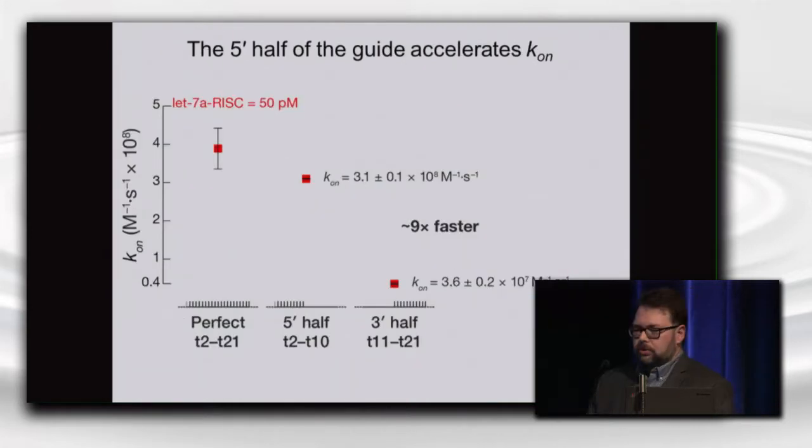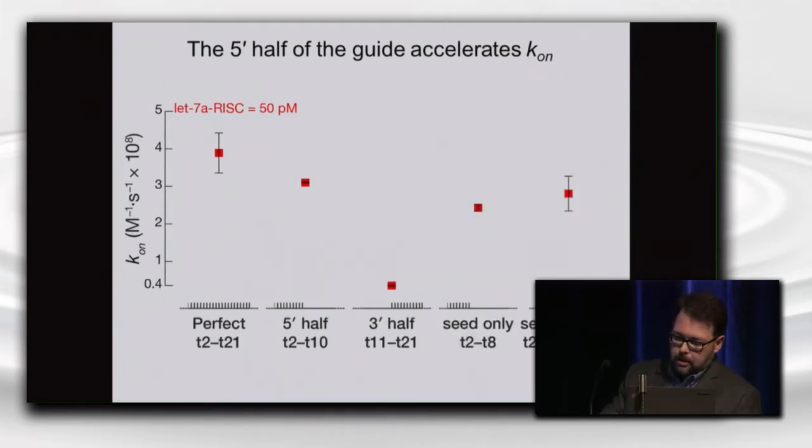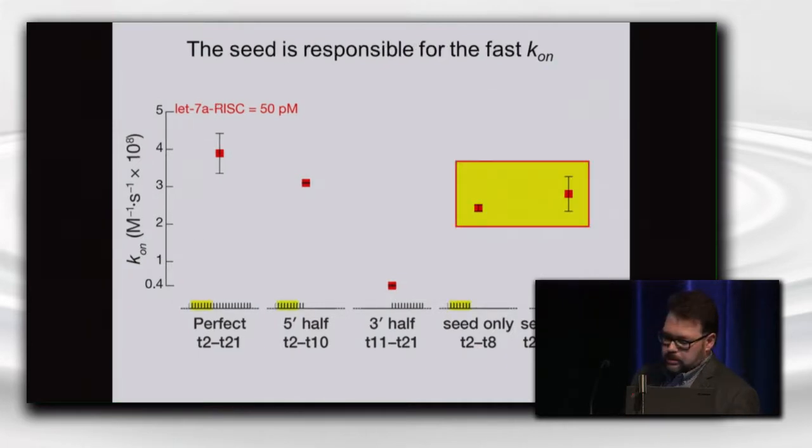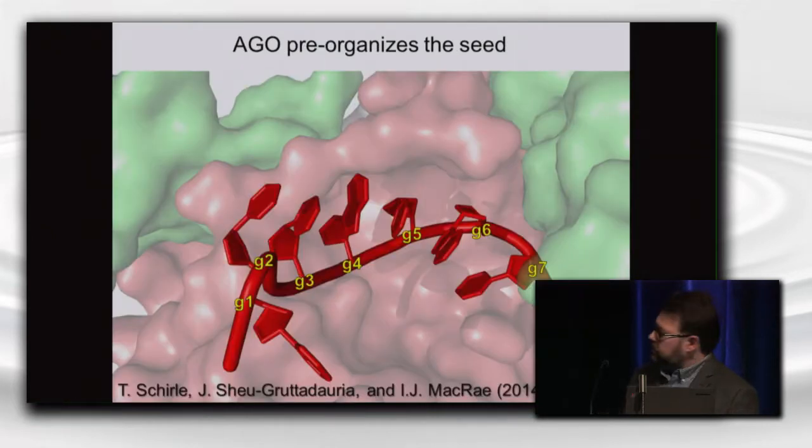So next we wanted to dissect the guide strand and understand where this acceleration resides. So we made targets that are complementary to either the 5' half or the 3' half of the guide strand. We found that this acceleration comes from the 5' half of the guide strand. And dissecting it further, we found that it resides in the seed region. So how do we explain this data?